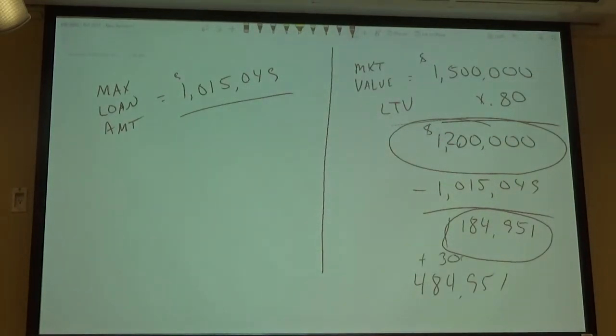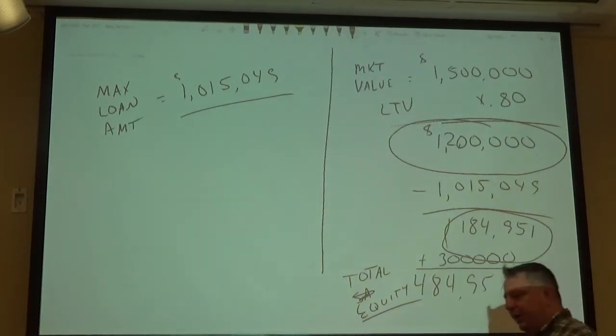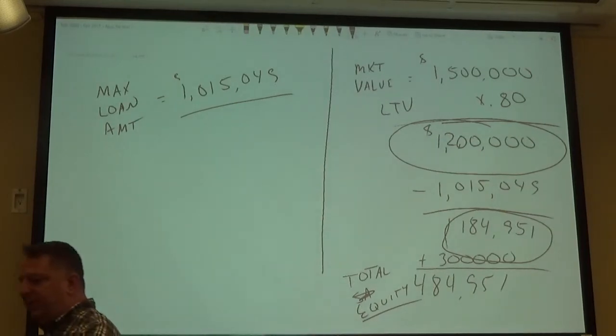So, are you using appraisal valuation as a sales price? Yes. And I'm using that interchangeably because in this particular case, we're making the assumption that it's what it potentially sold for, or what it would sell for, based upon other properties within the area. Okay? So total equity would be the 484,951.